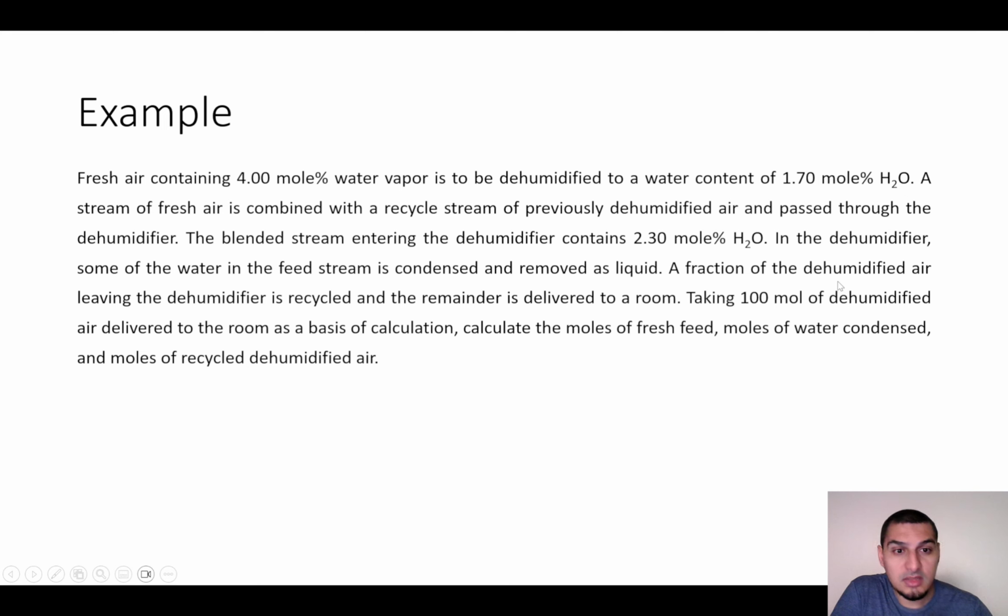dehumidified air that comes from the dehumidifier is split into two parts. Part of it, a fraction, is recycled, which is the same stream that we were discussing at the beginning, and the remainder is delivered to the room. We will take 100 moles of dehumidified air as a basis, and we need to calculate the rest of the flow rates.